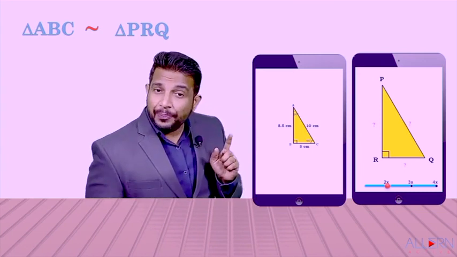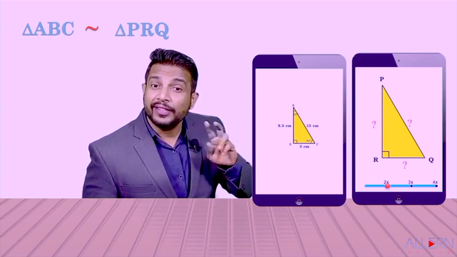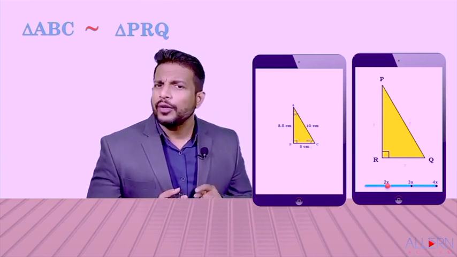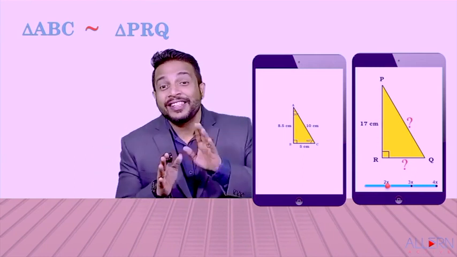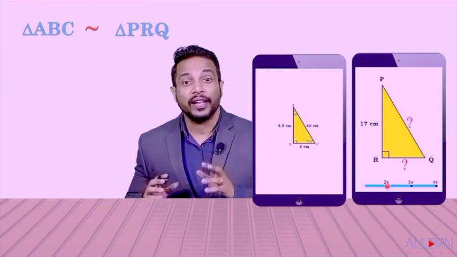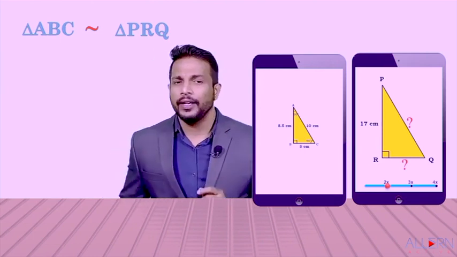If AB is 8.5 centimeter, its double would be 17 centimeter. But which side is 17 centimeter? PR, QR or PQ? Yes, you're very correct. It has to be PR. It's the corresponding side, the matching side. Beautiful. And that's the word which you use, corresponding side.